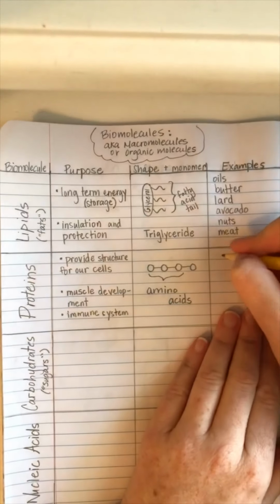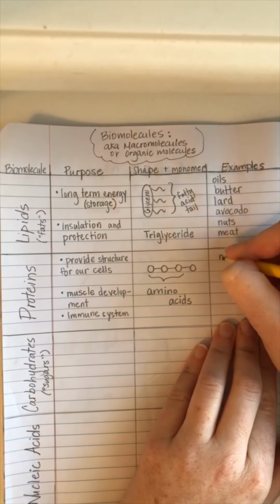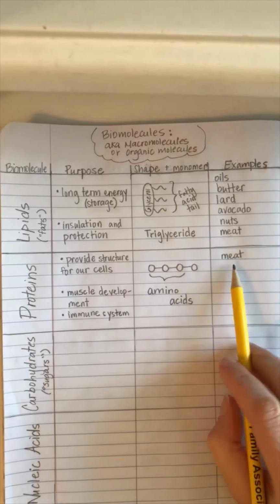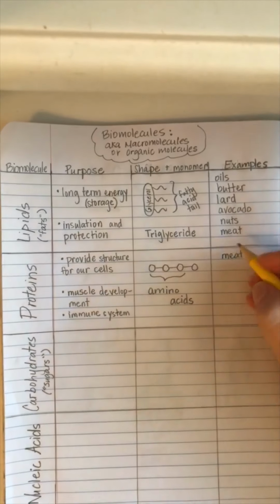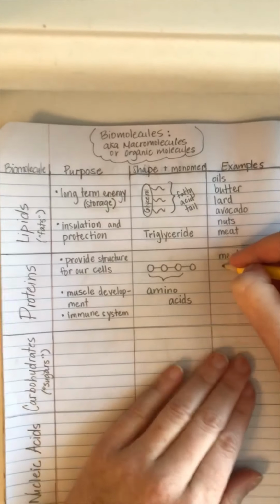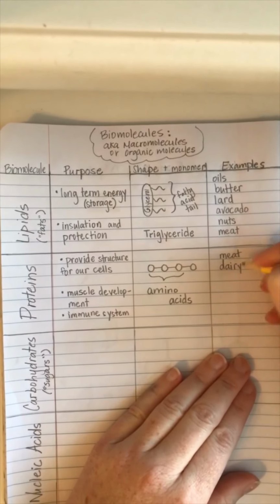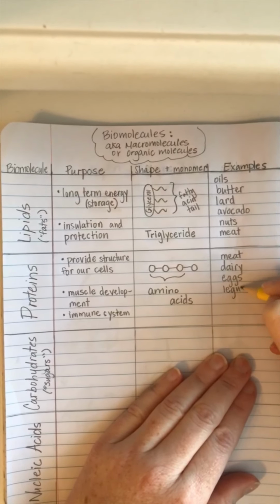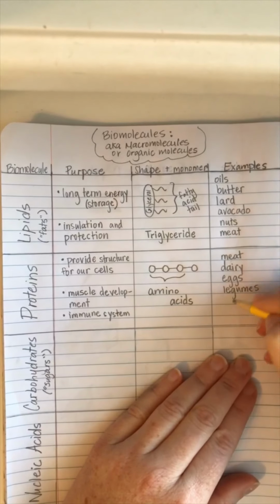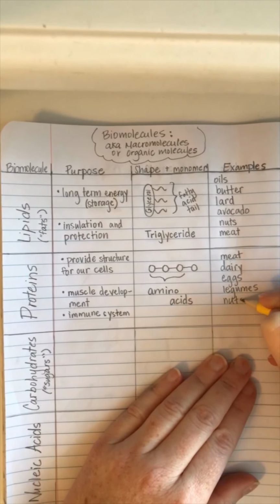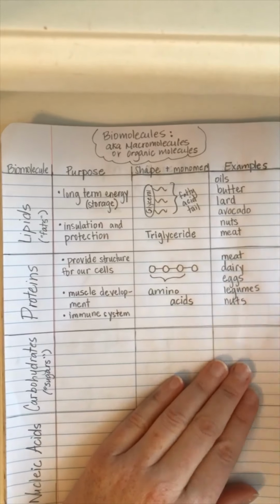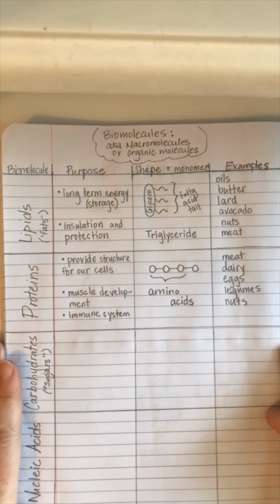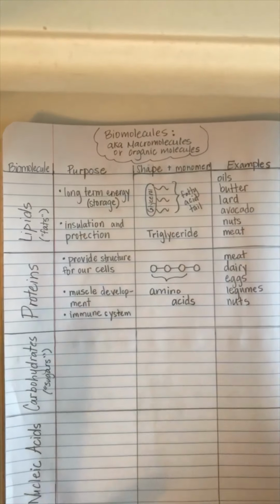Okay, so I want to put meat at the top of this one, because obviously protein is one of the main biomolecules that make up meat, but you can also find it in dairy products, eggs, legumes, nuts as well. And you could go on and on, honestly, with that one too. So many things are high in protein.